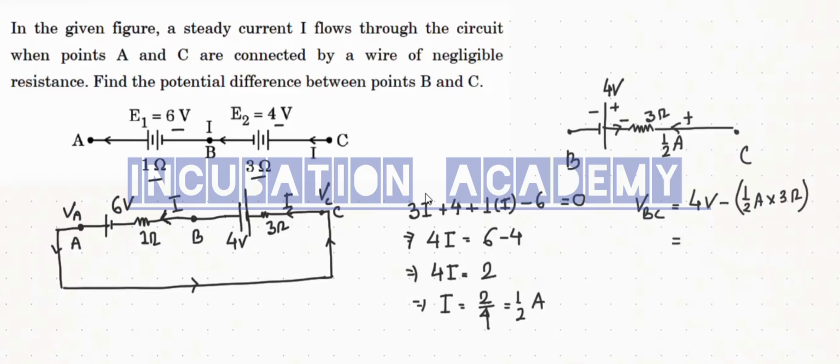So if I say 4 volt is positive, then 1 by 2 ampere multiplied by 3 ohm is negative. So it is 4 volt minus, ampere into ohm is also volt, 3 by 2 is 1.5. So 4 minus 1.5 is 2.5. So 2.5 volt is the voltage between the point B and C in this circuit. 2.5 volt is the answer.